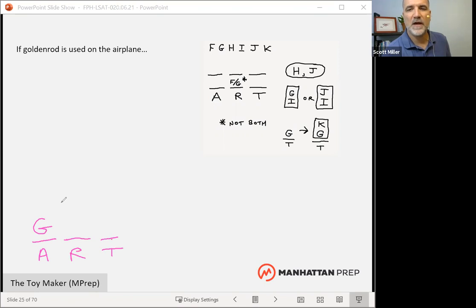And I would like you to go ahead and do this on your own scrap paper. Just do this yourself. See what inferences you can make and what else you can add to the diagram based on G being an A. I'll be quiet for a minute.